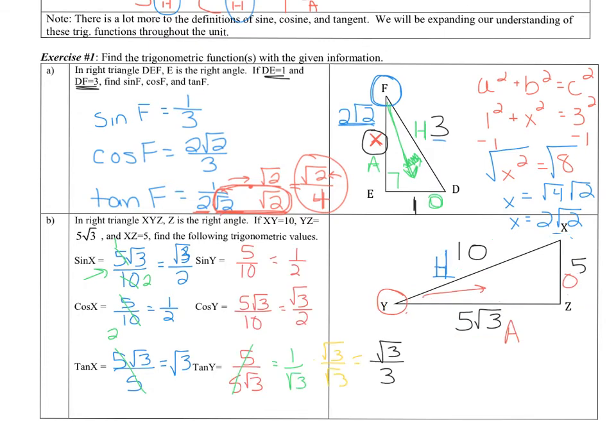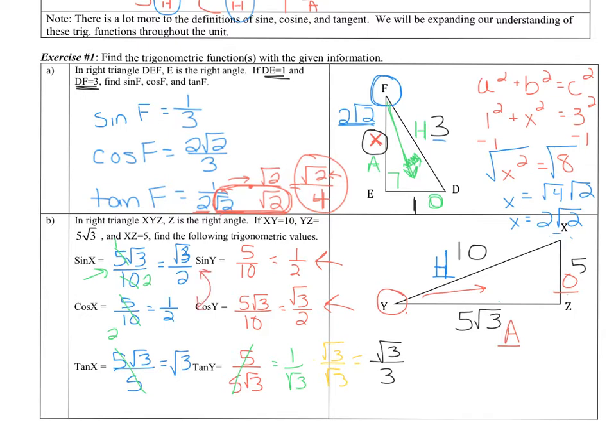So looking at this problem, you'll notice now my 5 is my opposite side, my 5 radical 3 is my adjacent, and my hypotenuse stays the same because that's always the same no matter what. So if you look at my answers over here, you'll recognize the work for sine y and cosine y because they actually switched places with these two because opposite and adjacent switched.